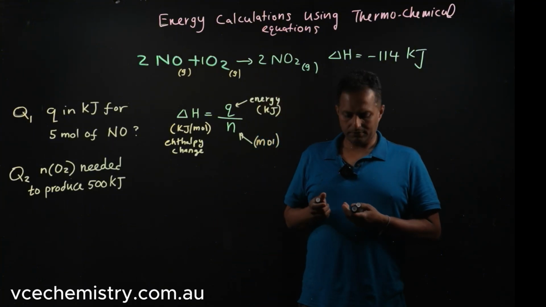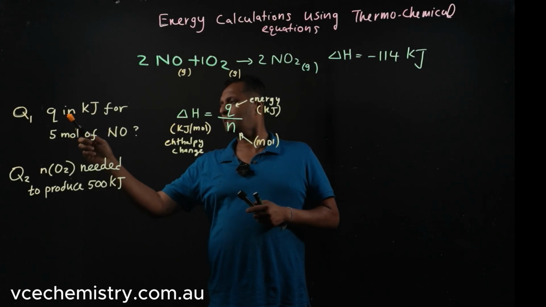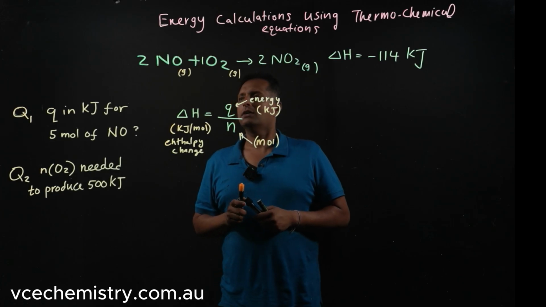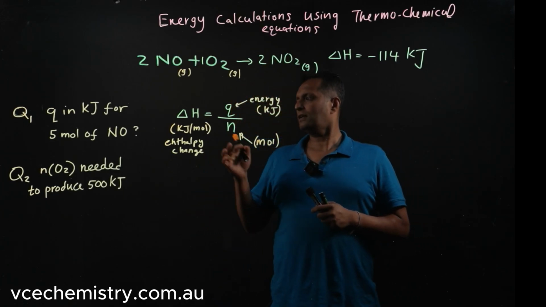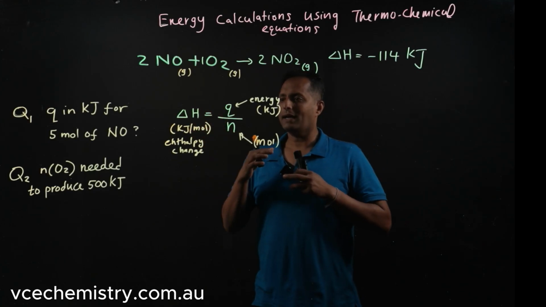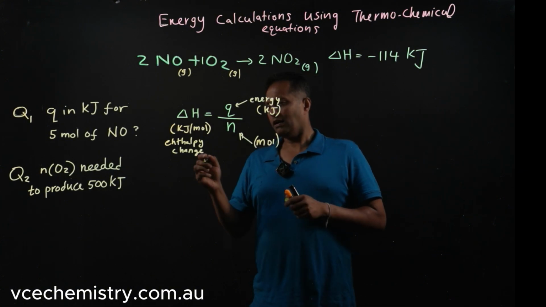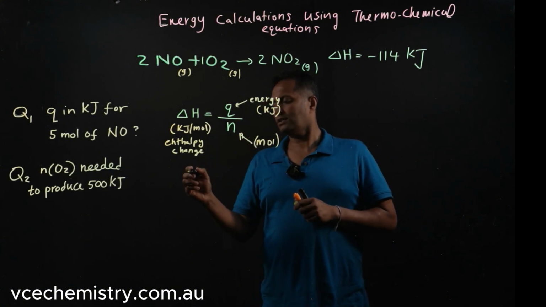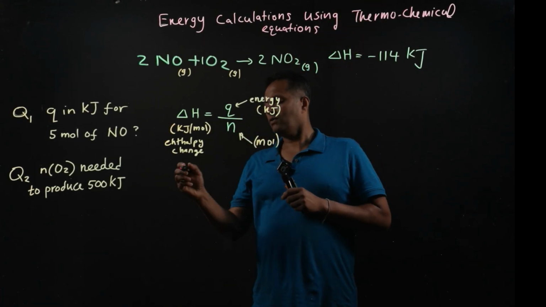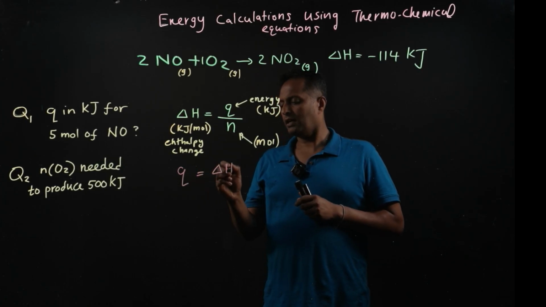Okay, what's the first question? Calculate the energy Q in kilojoules for 5 moles of NO. In other words, the question is saying when you react 5 moles of NO, what is the energy that is going to get released? In order to do that, you have to rearrange this equation. Q is going to be equal to delta H times N.